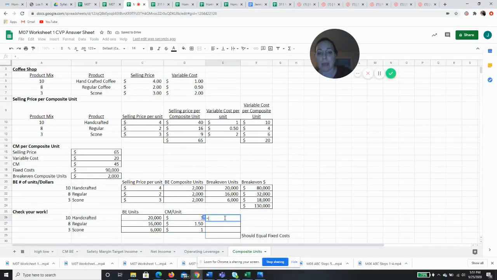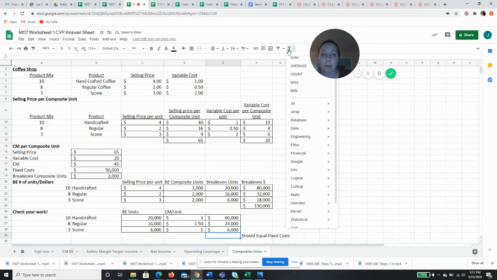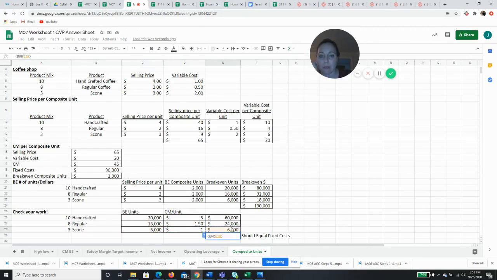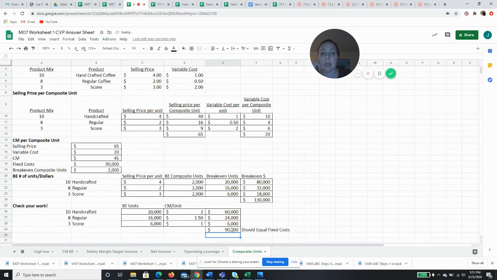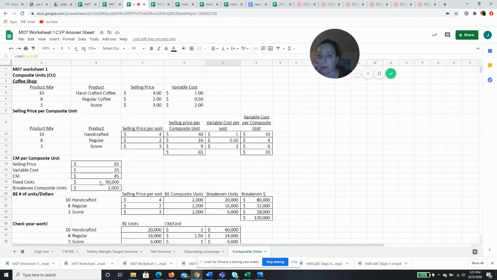And I just multiply my break-even number of units times the contribution margin per unit. For handcrafted coffee, I get 60,000. For regular coffee, I get 24,000. And for scones, I get 6,000. And if I add up the contribution margin, if I sell the break-even number of units for each of my 3 products, I get 90,000, which is my fixed costs right here. So I know I've done it correctly.